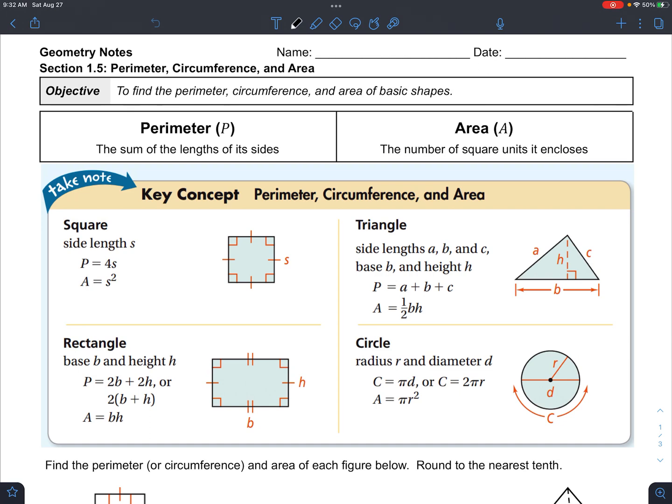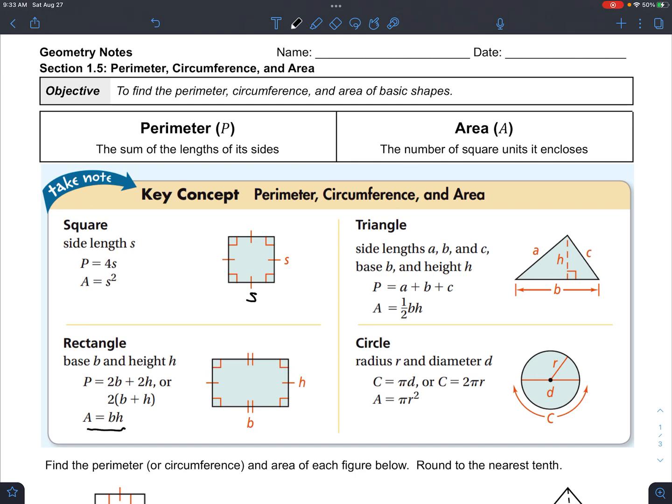perimeter for circles. Okay, so you see how the circle part of this diagram doesn't have a P. It's just C for circumference. Okay. So you've probably seen some of these before. Like the area of a square is just going to be S times S. The perimeter is all four added together.